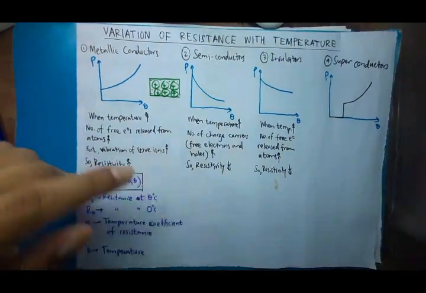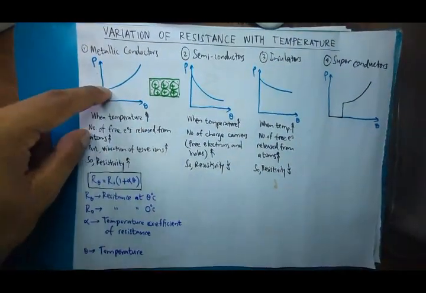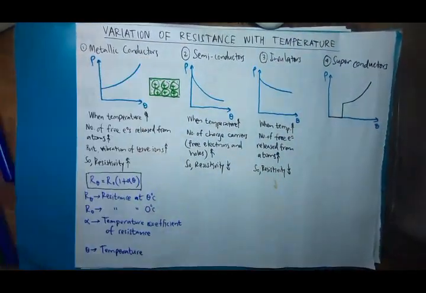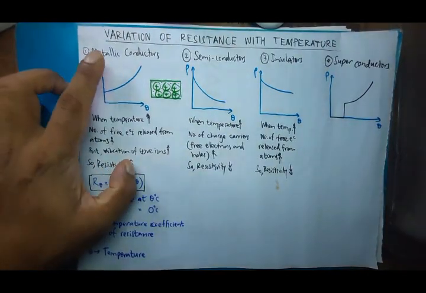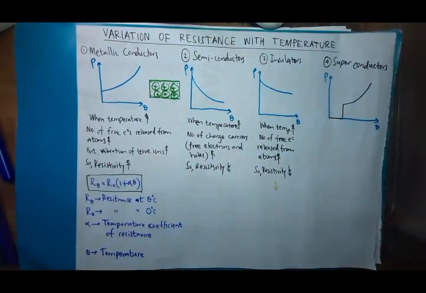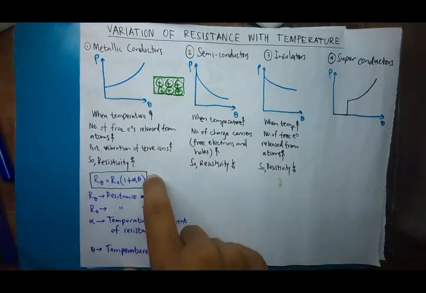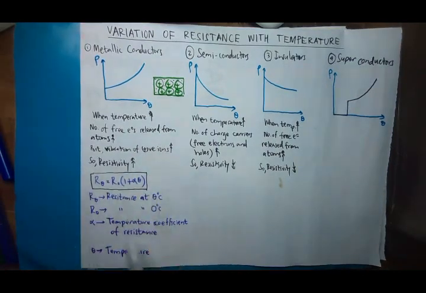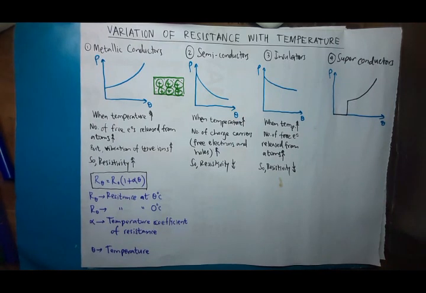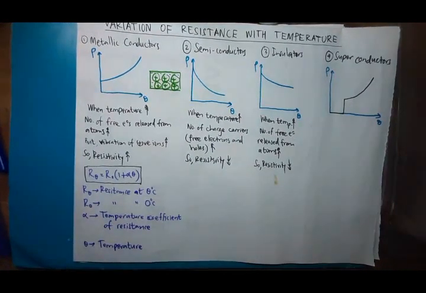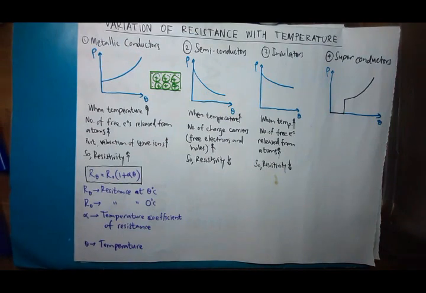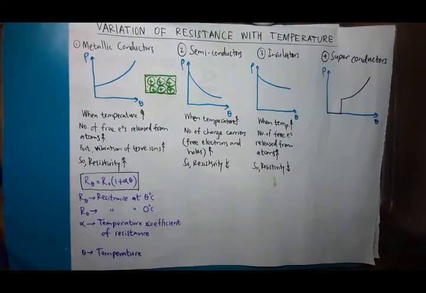So what happens when you increase the temperature? The resistivity or the resistance will increase. So this is the graph you should remember for metallic conductors, and you should know the reason as well. And for a particular metallic conductor, now we have convinced ourselves that the resistance of metallic conductors will increase.